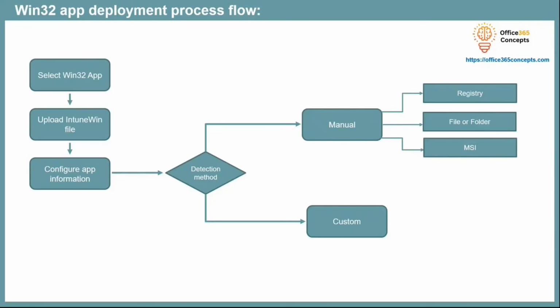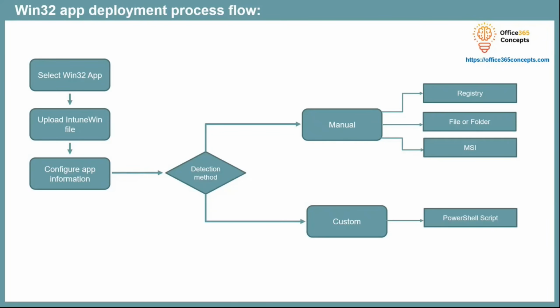In the same way for file or folders, you can type the location of a folder or file within the detection rule along with the file or folder name. And during installation, if that file or folder is found on the machine, the detection rule will consider that the application is installed. And in case of MSI, you can create a detection rule on the basis of application version or the product code. And under custom detection method, you need to create a PowerShell script that will detect the application installation.